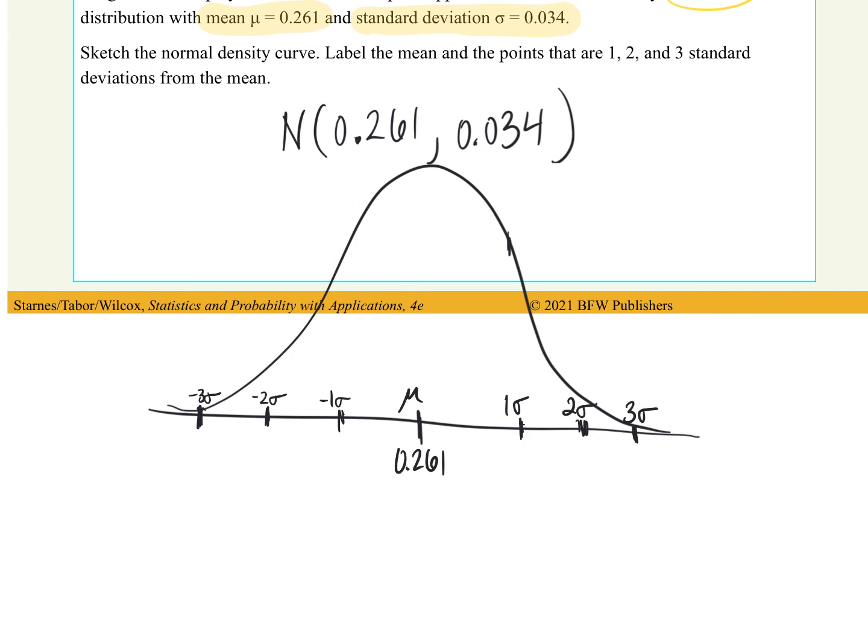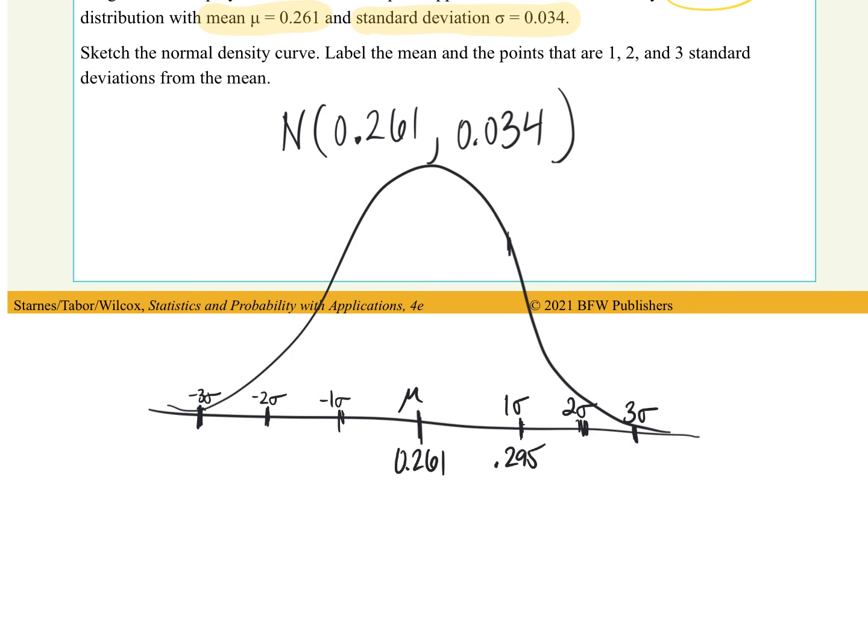So I'm going to add the standard deviation to the mean and write that number down. I'm going to do that 3 times. Then I'm going to subtract the standard deviation from the mean and do that 3 times. Okay? With my calculator. So 0.261 plus, what's my standard deviation? 0.034 is 0.295. I always add first.